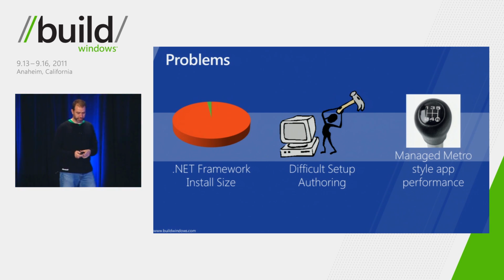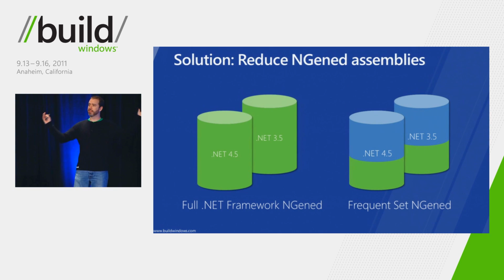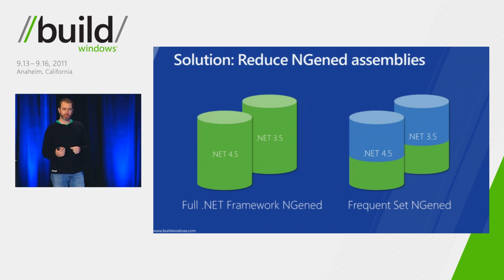And so to solve that problem, well, that's easy. You just don't do that anymore. You don't create native images for the whole framework. So we did a lot of research, and we looked at what assemblies are being used by most apps. And it turns out there's this fairly core set of assemblies that are used by most applications. And we call that set the frequent set. So that's the set that we engine out of the box.